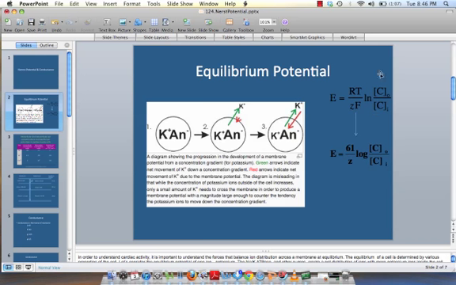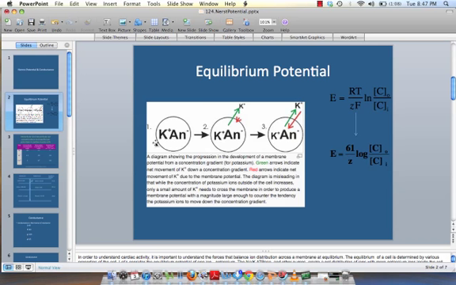Let's use the Nernst equation to understand the situation on the left. The Nernst equation is given by E, or the voltage, is equal to RT over ZF times the natural log of concentration outside the cell over concentration inside the cell. Since R, T, and F are all constants, they can be simplified to 61. Therefore, the voltage is equal to 61 over the charge of the ion we're talking about, times the log of its concentration outside the cell over inside the cell.